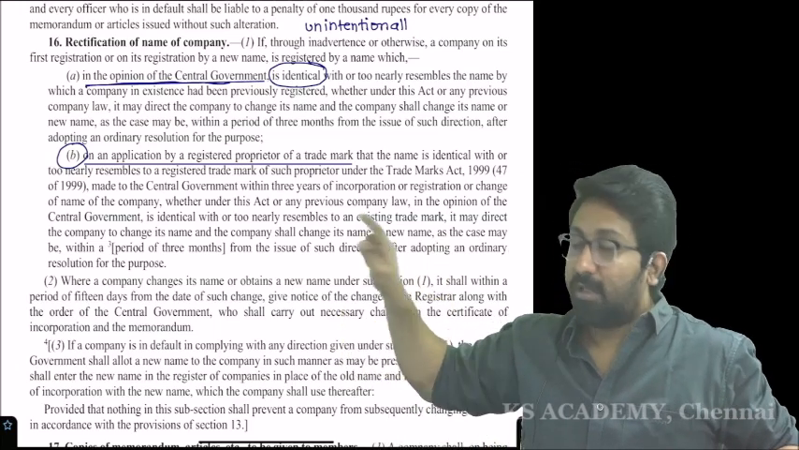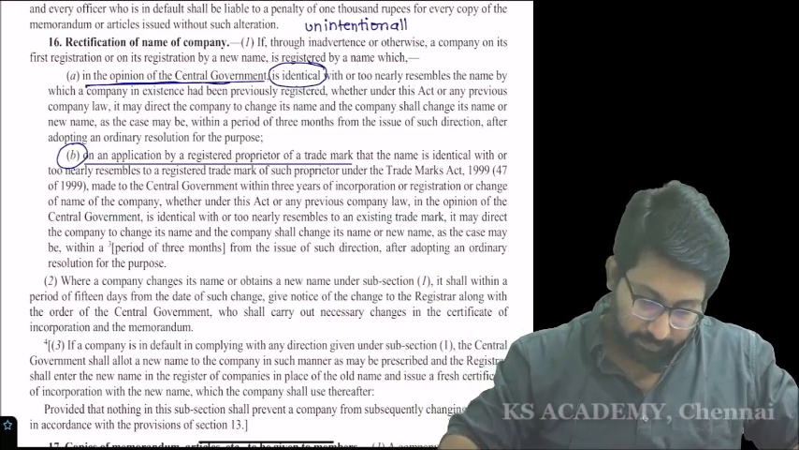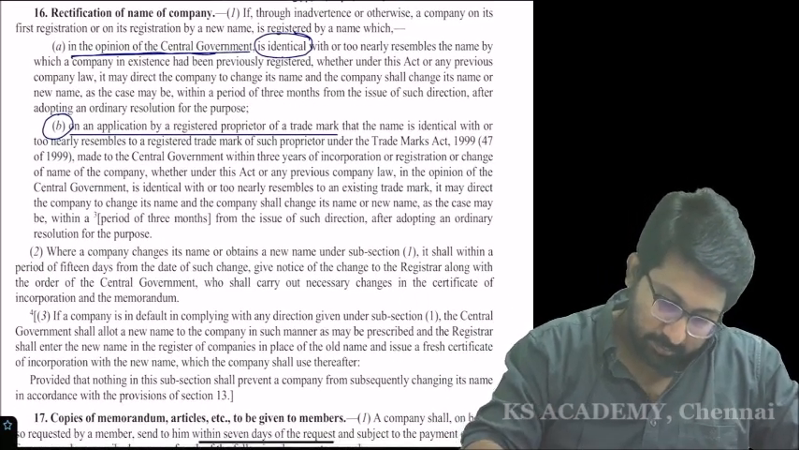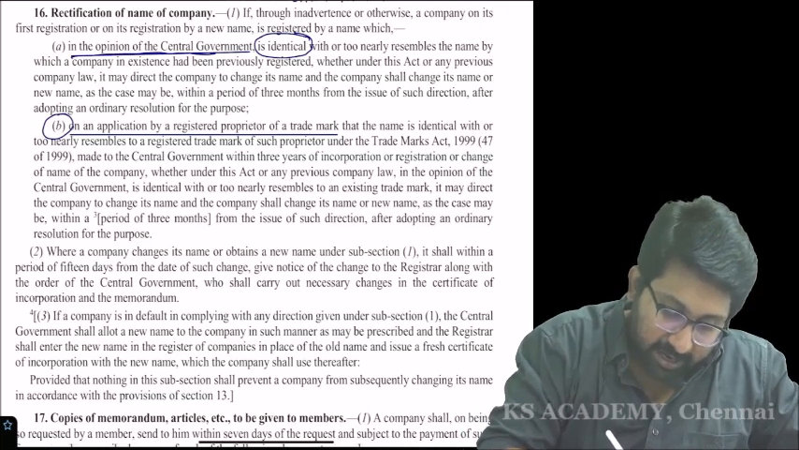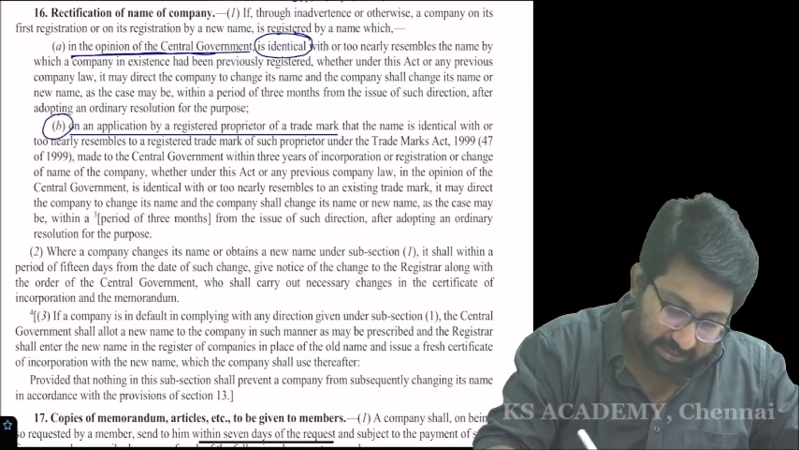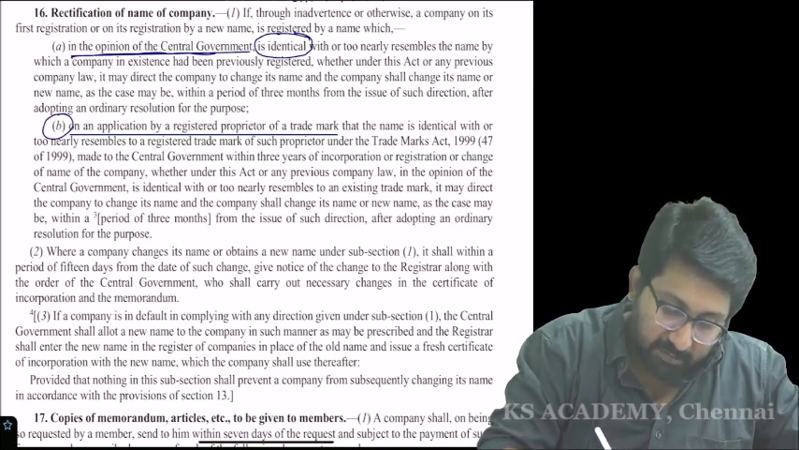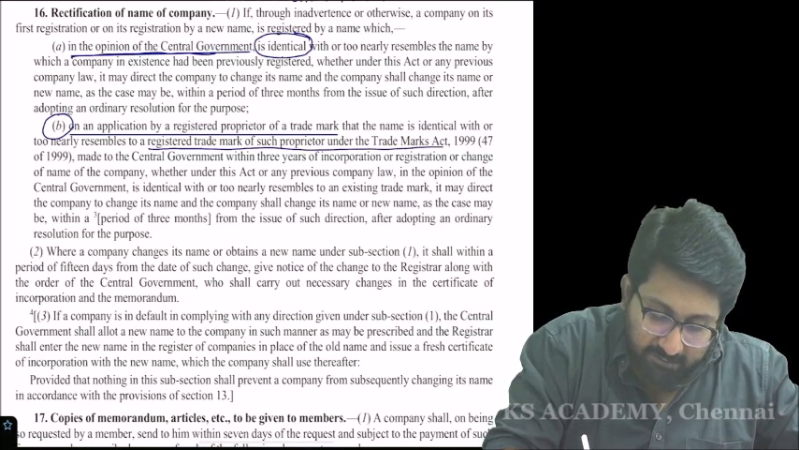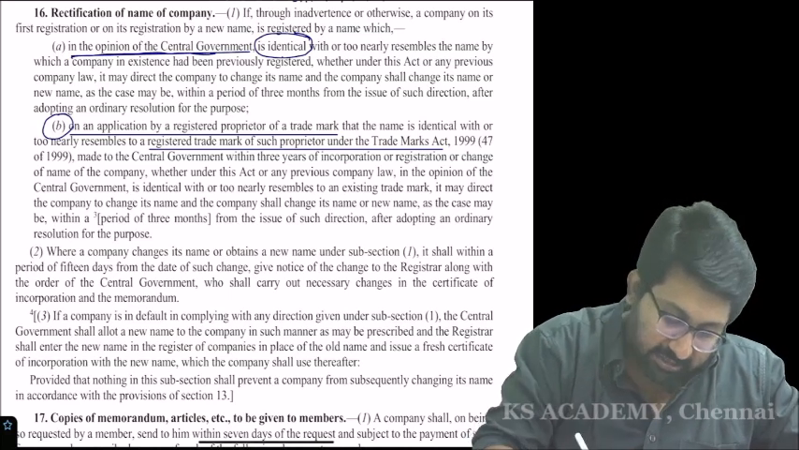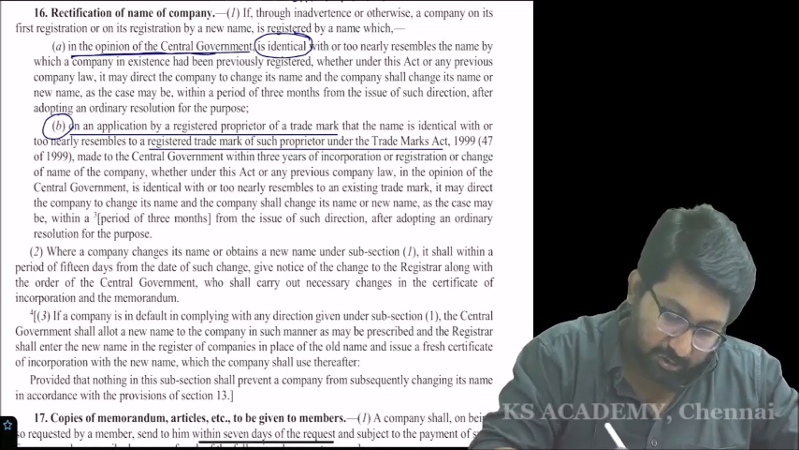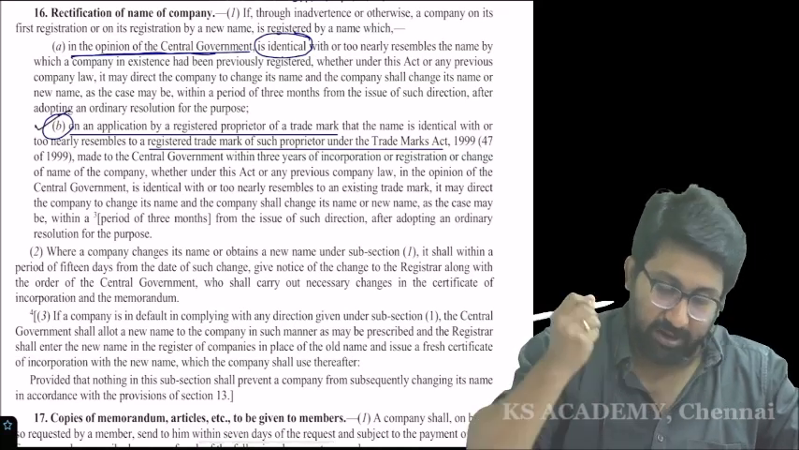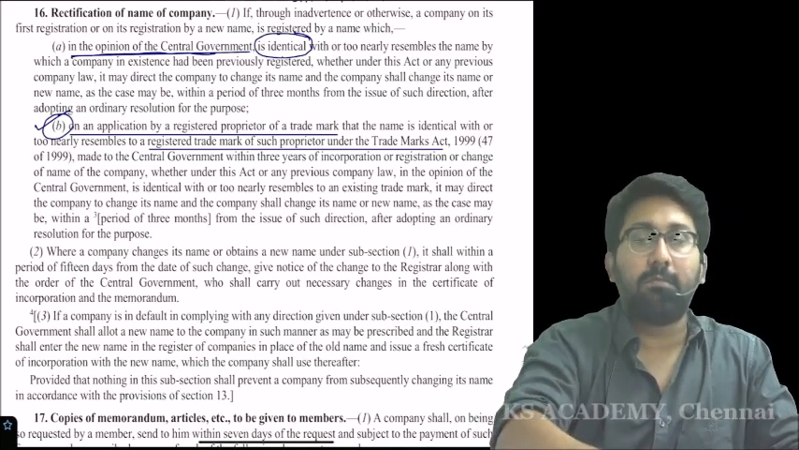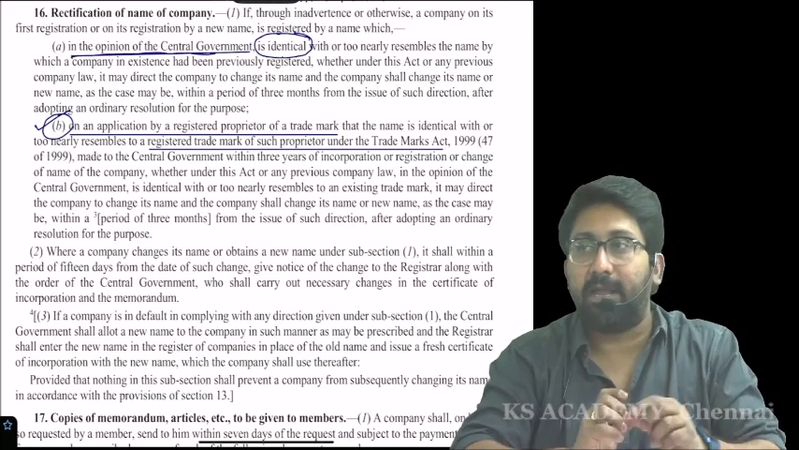That's the point. That's why, if you observe, see here, on an application by a registered proprietor of a trademark that the name is identical or too nearly resembles the registered trademark of such proprietor, it means the registered trademark of the proprietor is already there. Within three years of incorporation or change, it will ask the company to change its name. So this is the point he wants to convey. So try to understand clearly the point now. See here. First, when will rectification apply?